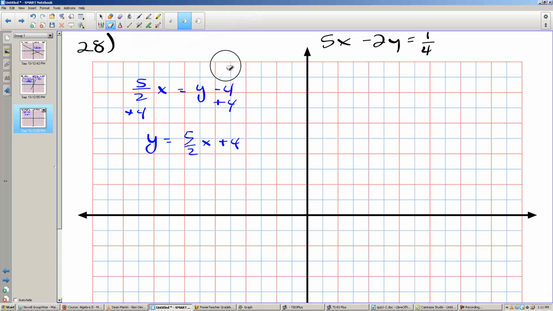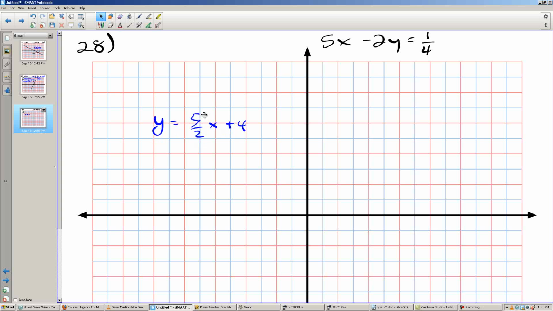Okay, some simple algebra. I know I may be going a little fast. Slow it down. Hit pause whenever you need to. That's fine with me. I've got that equation, and I can go in and graph it. Add 4, and then a slope of up 5 and over 2. That's pretty steep, but we'll get it in there.